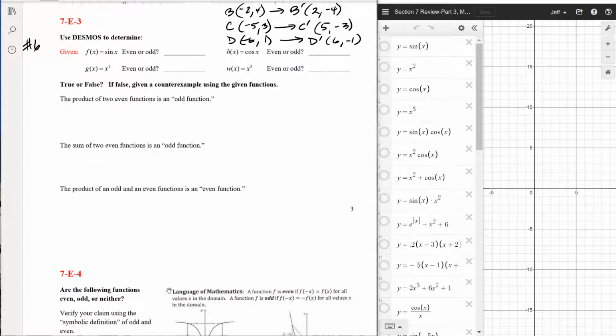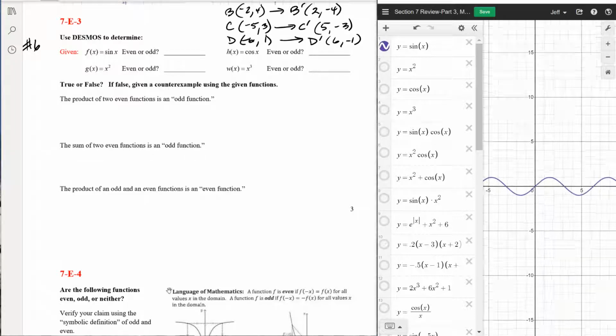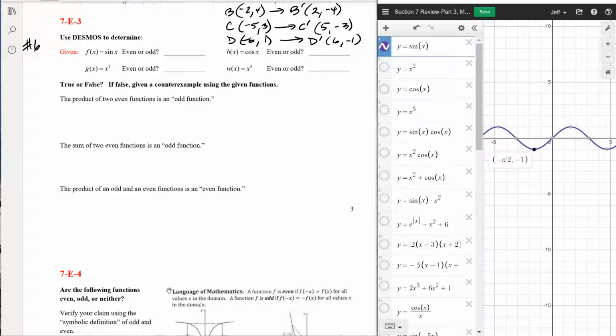Okay, so let's enter in the functions. You enter in y equals sine x, and you'll notice that we don't have symmetry about the y-axis, so this is not even. Okay, so I'm going to wipe that out. It's not symmetric about the y-axis, so it's not even.